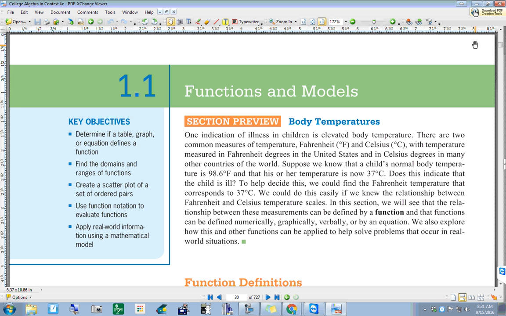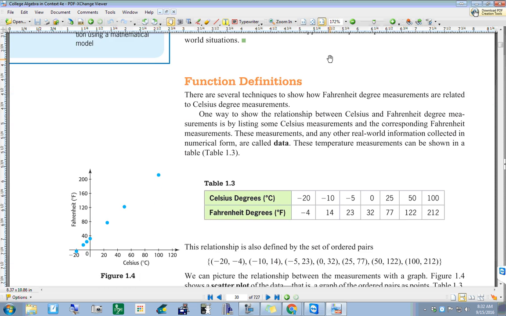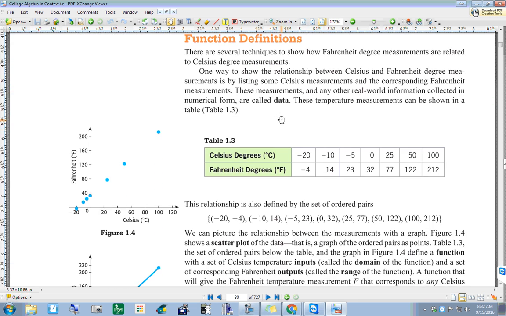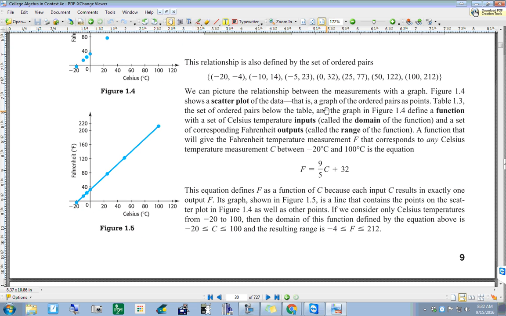So if we take a look at this idea down here, it says function definitions, okay? So we can do a lot of things. We can make a chart. I can make a graph. I can put a line on it. I can do all kinds of wonderful things for it. It's just that what does this mean for us?